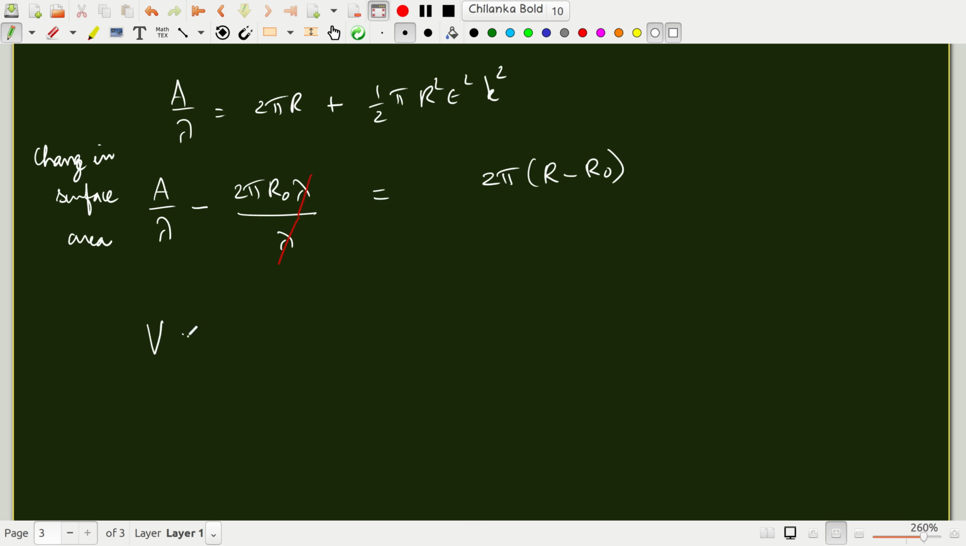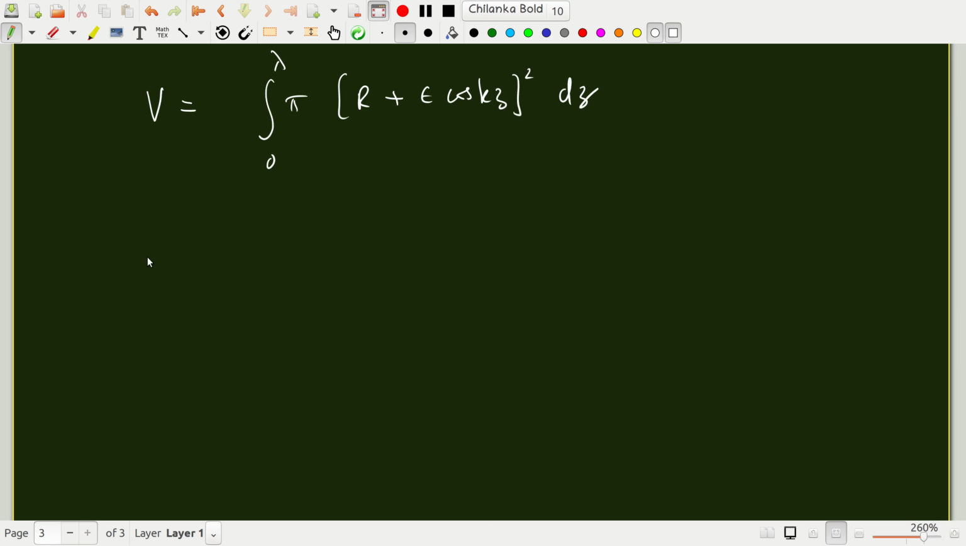First we have to find the volume of the deformed jet, which is nothing but the integral from 0 to lambda of pi r squared, where r is capital R plus epsilon cos kz, squared, dz. If you do this, then volume per unit wavelength is pi r squared plus half pi epsilon squared. Now by volume conservation, this should be the same as pi r naught squared times lambda. So this is per unit wavelength, so I have to divide.